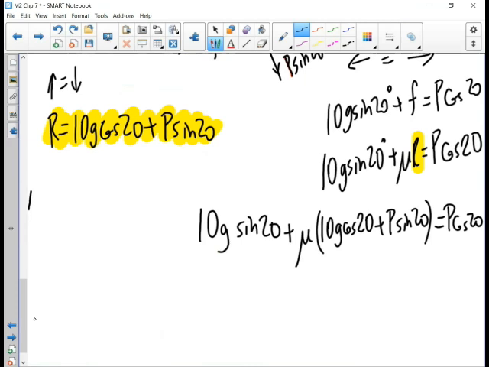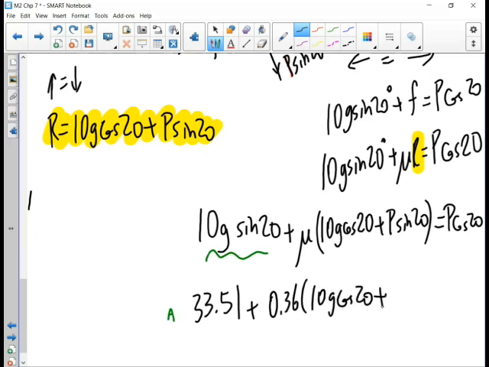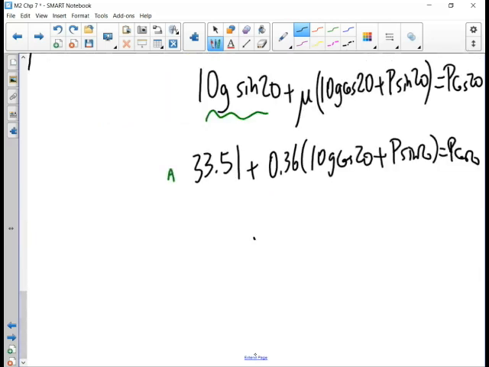So what I'll do is probably put this in a calculator. So 10g sine 20, put in a calculator, 33.51. Now you should be storing a lot of values in the calculator. I'm going to store this in A, right? Plus 0.36 times 10g cos 20. So 0.36. Let me write this: 10g cos 20 plus P sine 20 equals P cos 20. So I'm going to multiply this into it.